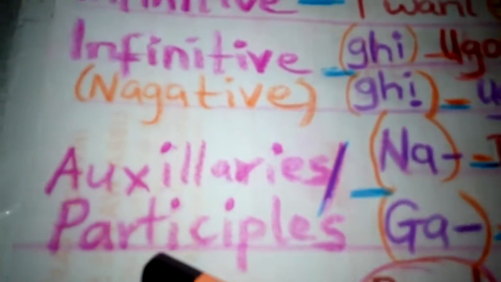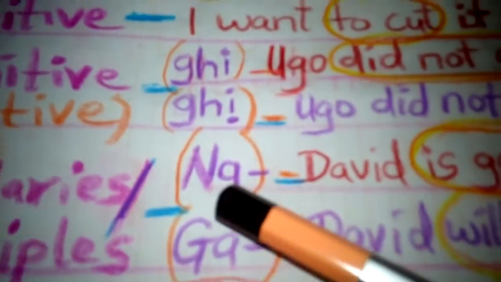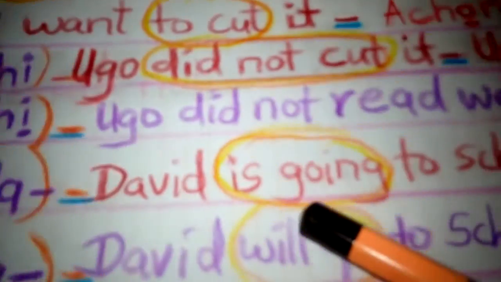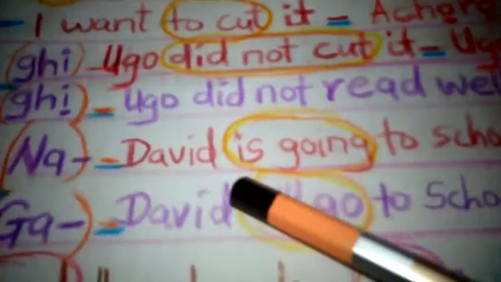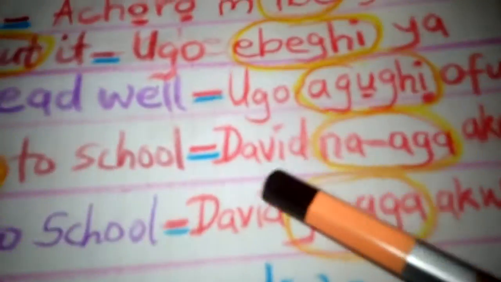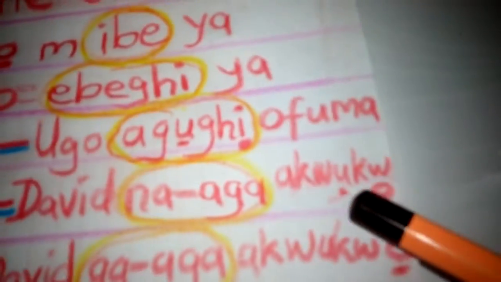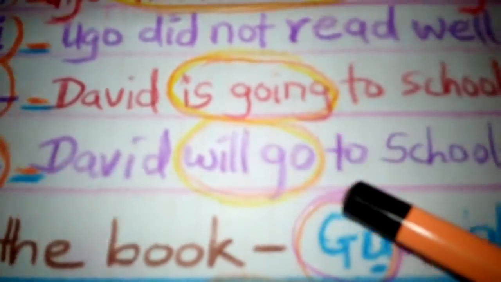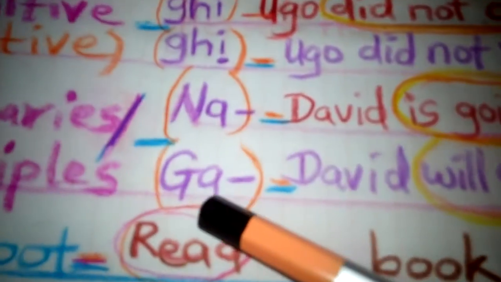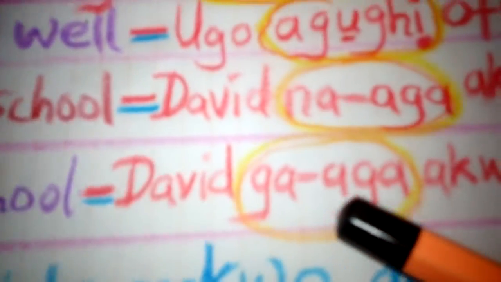Auxiliary and the participle, that's na, ga, and the participle. Na is going. David is going to school: David na-aga akwụkwọ. David will go to school. Will is ga, so David aga akwụkwọ.